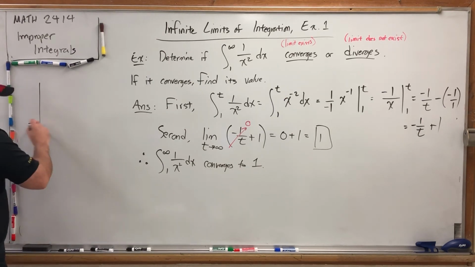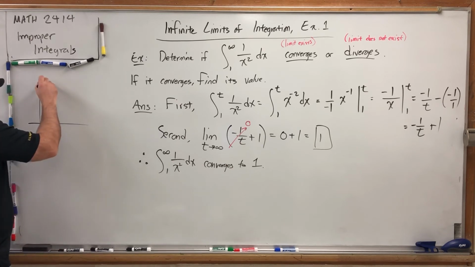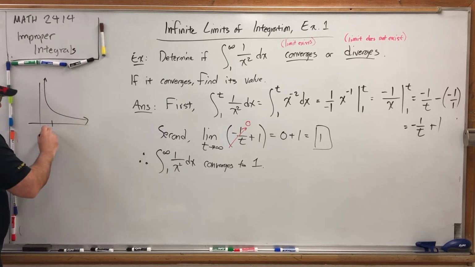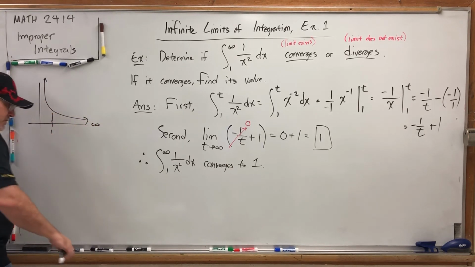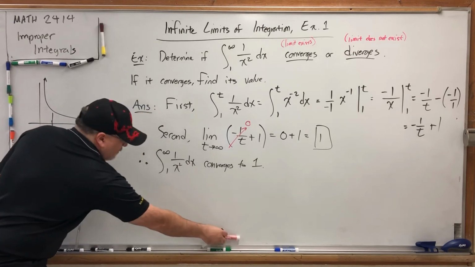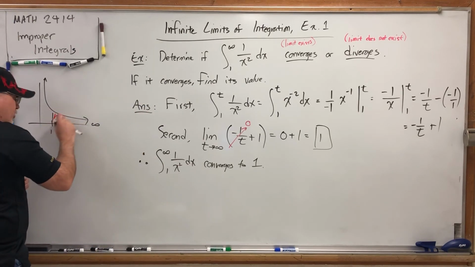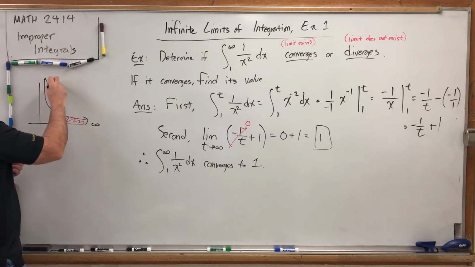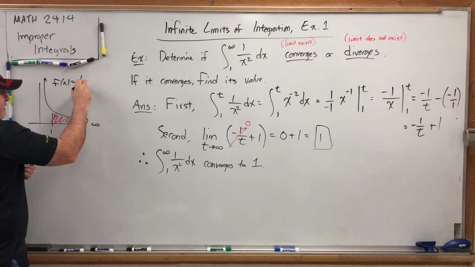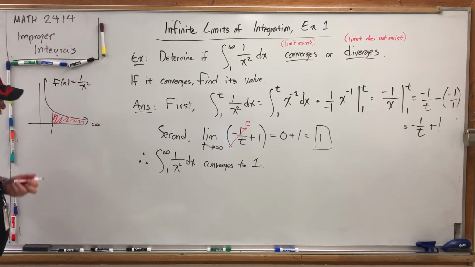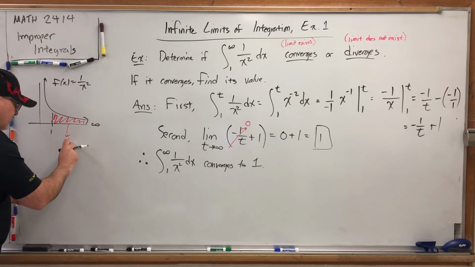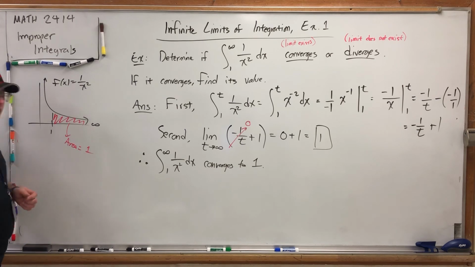Geometrically, this means if we took the graph of 1 over x squared, and I'm only in quadrant 1 because I'm going from 1 to infinity, what we're claiming, and it would be the correct claim, is the area under this graph from 1 to infinity is actually just 1.